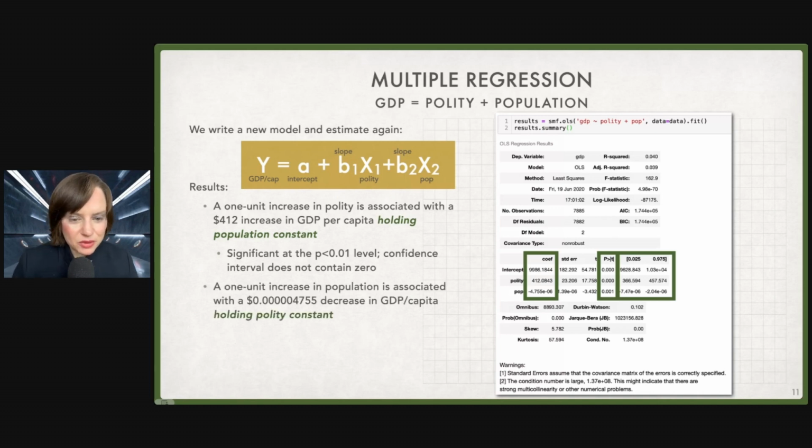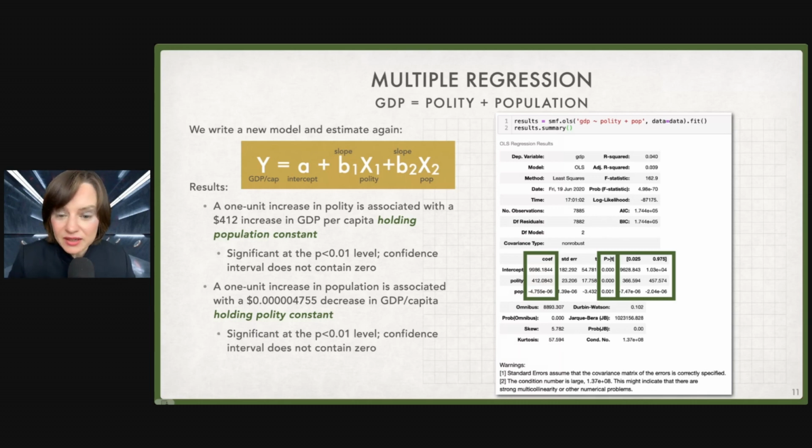Let's look at population more specifically. Okay, ready? A 1 unit increase in population, so one more person added to the population of a country, is associated with a 0.00004755 decrease in GDP per capita holding polity constant. If I want to trash the GDP per capita of a country, adding one person is not going to get me very far. So our substantive significance is tiny, but our statistical significance is very strong. That's the difference. Oh, it's so important.